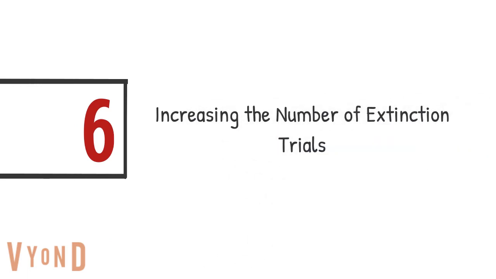We also want to increase the number of extinction trials. An extinction trial occurs each time the behavior does not get reinforced. So, whenever possible, we want to increase the number of extinction trials. Again, this is the whole practice makes perfect, right? If we know that denial of access to something creates these opportunities, we don't want to avoid them.